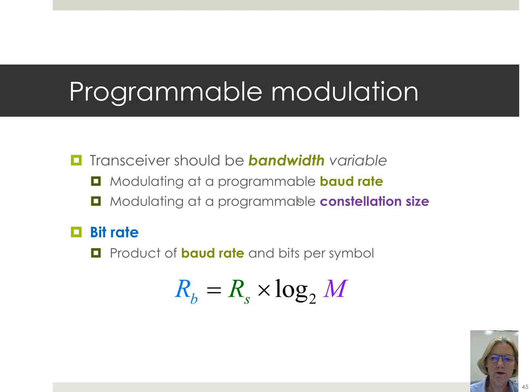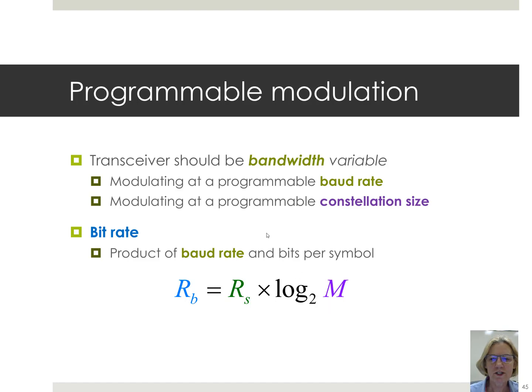I would also like to be able to program the constellation size. And M is what I call the constellation size, the number of symbols in a constellation, because that allows me to adjust my spectral efficiency. So bit rate, as I mentioned, is the product of the baud rate, RS, excuse me, and the log 2 M, the number of bits per symbol.